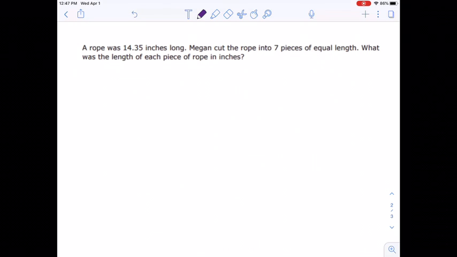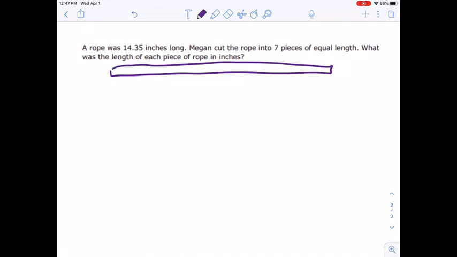A rope was 14 and 3/5 inches long. Megan cut the rope into 7 pieces of equal length. What was the length of each piece of rope in inches? So just in case you don't understand why this is division, let's talk about this for just a second. Here's Megan's piece of rope. We know that the whole rope is 14 and 3/5 inches long.